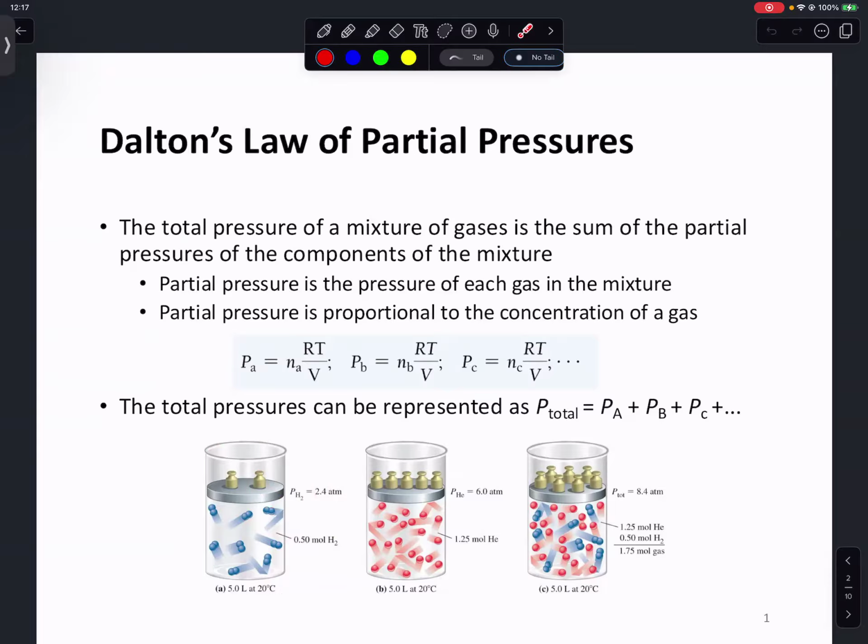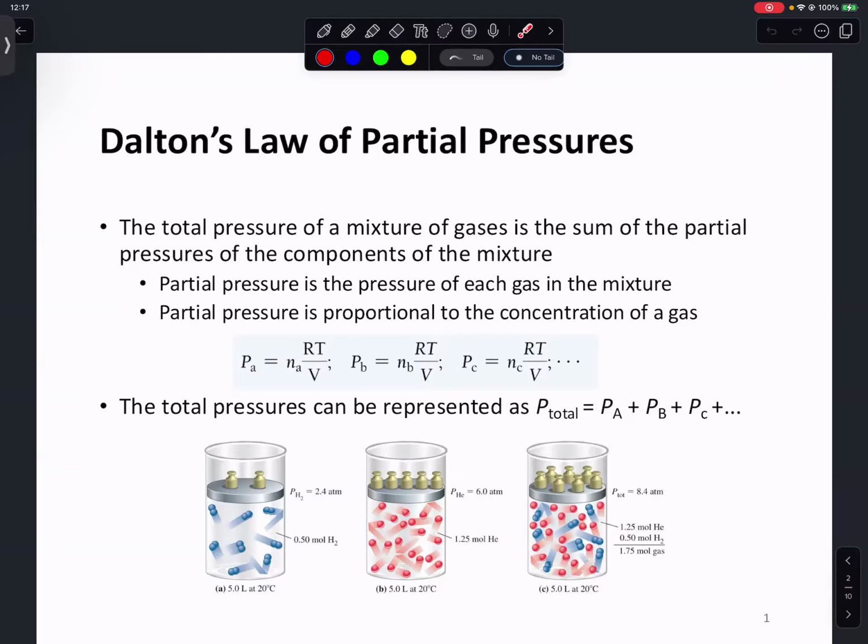And say we have a different container. Note that both have the same volume and same temperature. We're keeping that constant. And here we have 1.25 moles of helium, and this exerts a pressure of 6 atmospheres. So we know that each individual gas has its individual pressure, which results, of course, from the collision with the walls of the container.